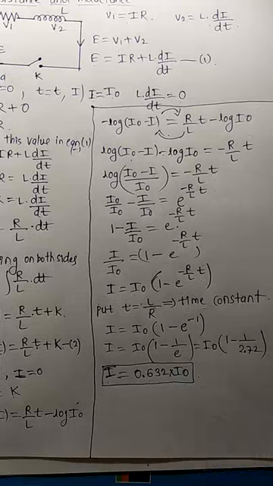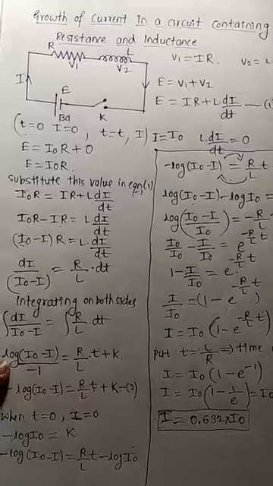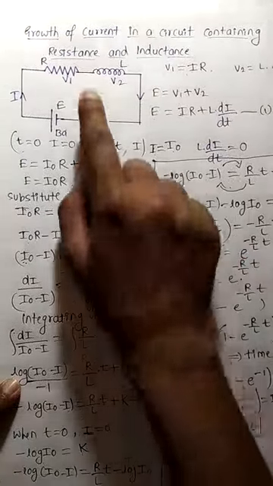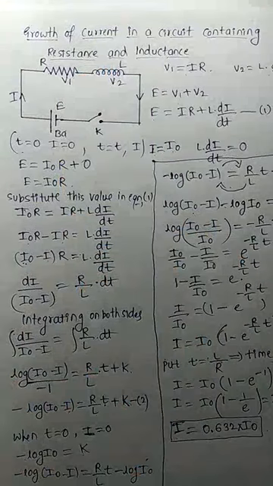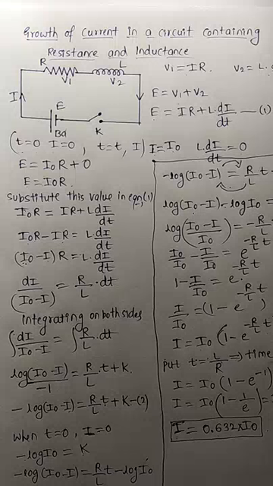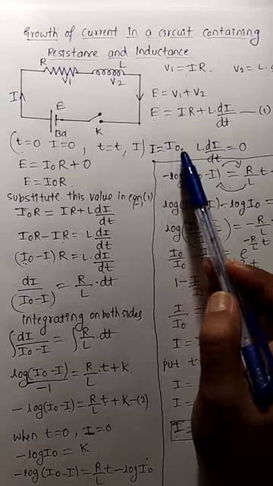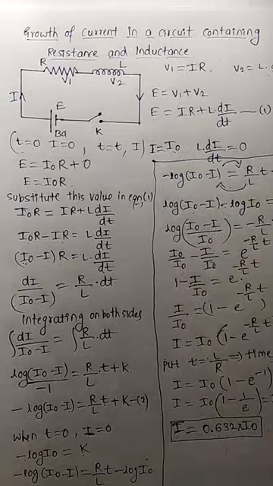For examination, they may ask: explain the growth of current in a circuit containing resistance and inductance. When they ask, you should explain like this: we have a resistor, inductor, battery and plug key, and all are connected in series. When we press the key K, at time equal to 0, there is no current in the circuit. But as the time increases, the current goes on increasing, and at one point it will be maximum. That is I naught. So I naught is the maximum current.